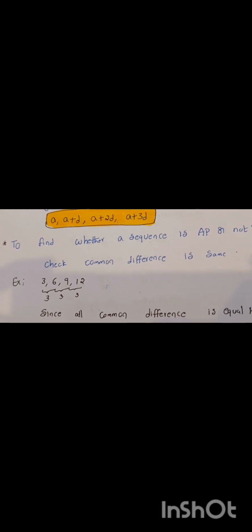To find whether a sequence is AP or not, we have to check the common difference. The common difference is the same. Since all common differences are equal, it is AP.